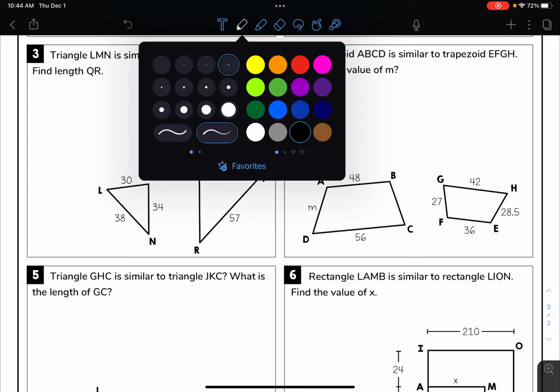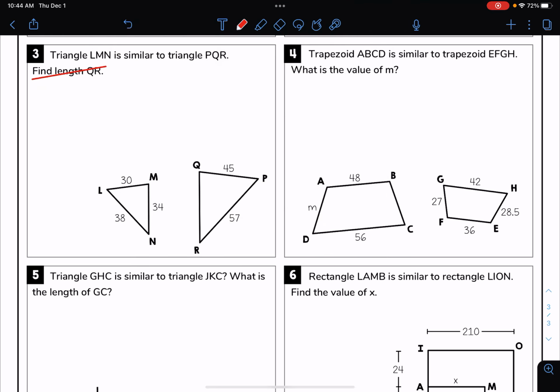So they want us to find the length of QR. QR is right here, so we don't know what QR is. So you have to figure out which side corresponds with QR from your smaller triangle, which is triangle LMN. Looking at these two triangles, which side corresponds with side QR from triangle LMN? Yes, so if you said side MN, you're correct.